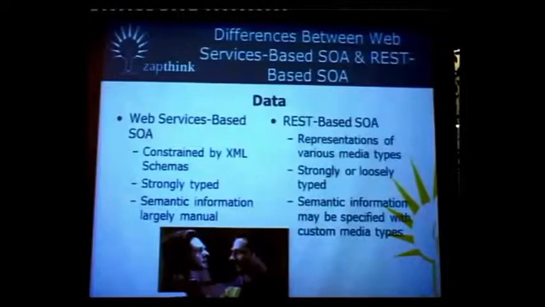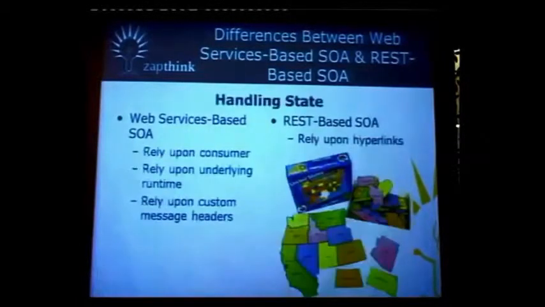In the REST-based world, the representations can be of various media types, right? So we're not constrained to XML. We can use it if we want, of course, but we don't have to. We can be strongly or loosely typed, which gives us additional flexibility. And semantic information can be specified in custom media types if we want. But as I said, that's an advanced capability, and it's not without its own problems. It doesn't solve all the problems. There's data, by the way, in case you didn't get that.